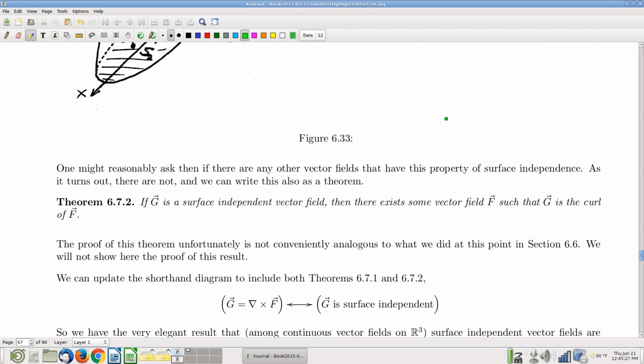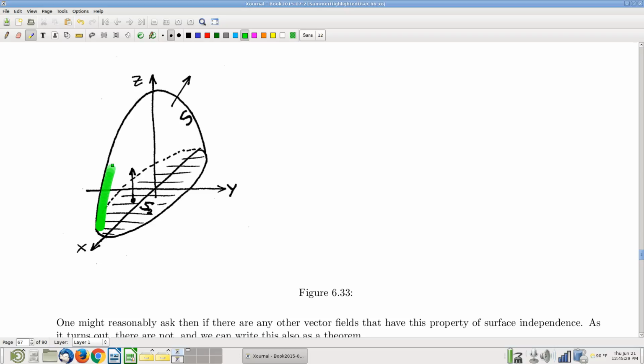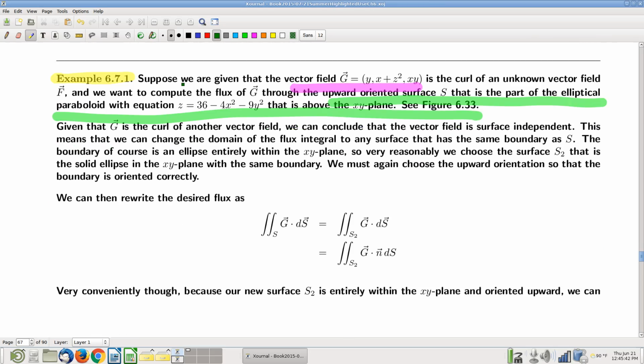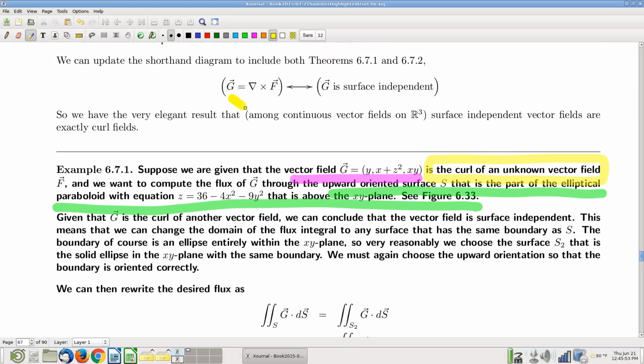So our domain for our flux is that, oriented upward, and we want to compute flux. Additional information that we're given: we're given that our vector field is a curl. And because our vector field is a curl, that means that our vector field is surface independent.